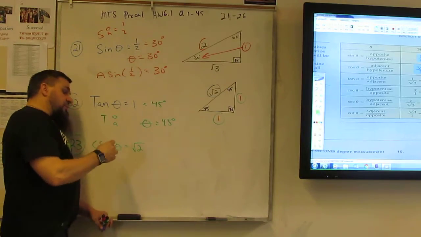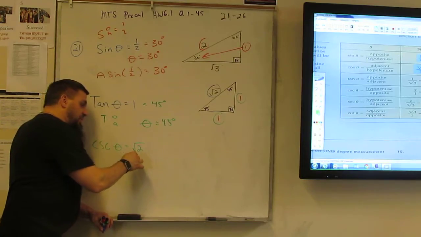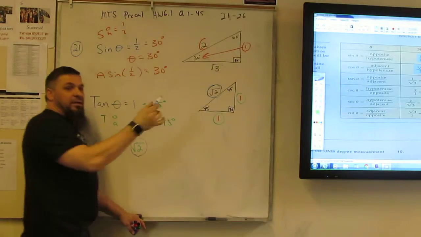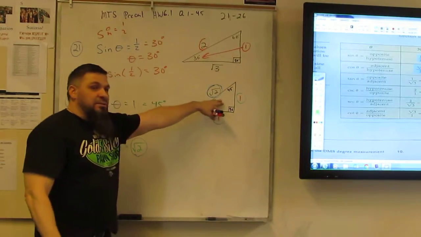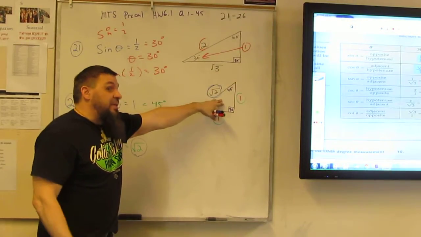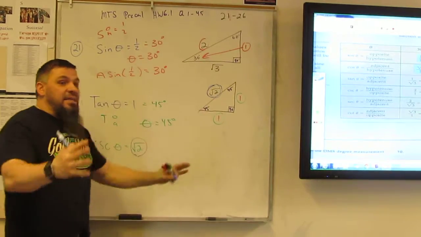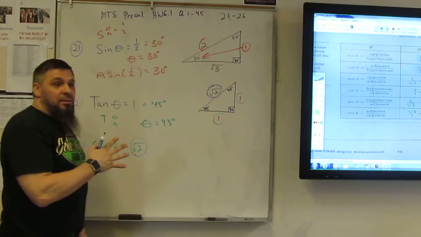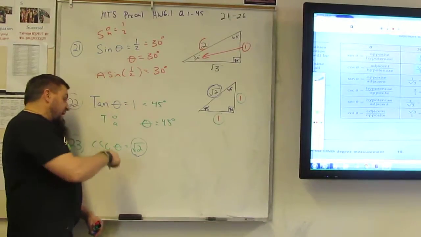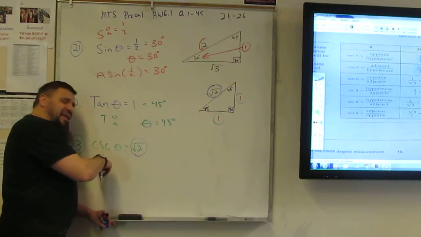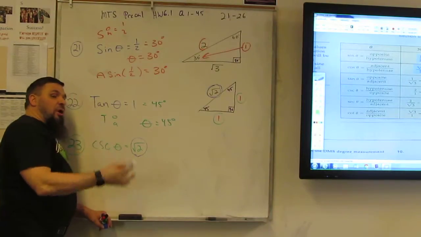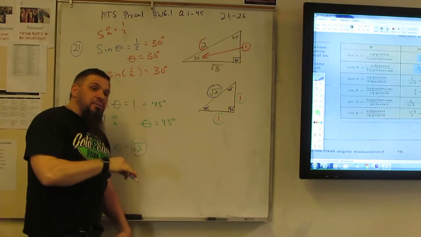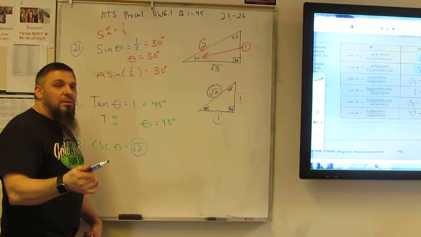Okay, so we're saying this square root of 2 looks like this square root of 2, right? So we're going to try to use this triangle. Not saying that it's going to work. I'm just saying we're going to try to use it. Now, I need to understand what cosecant means. Does it go with sine or with cosine? It goes with sine.